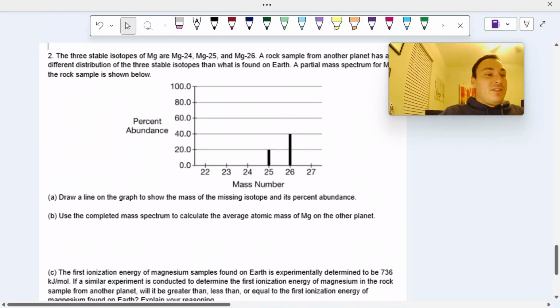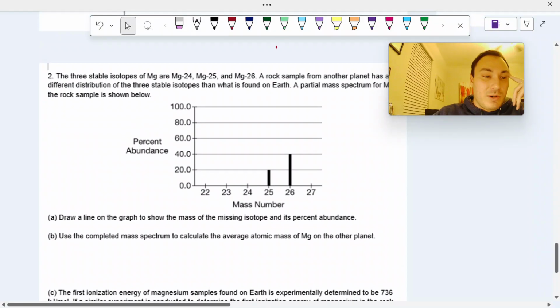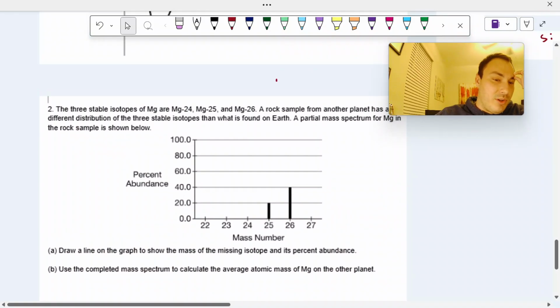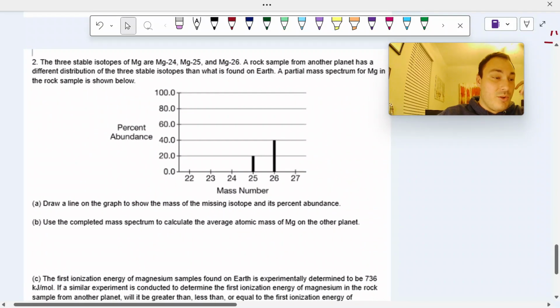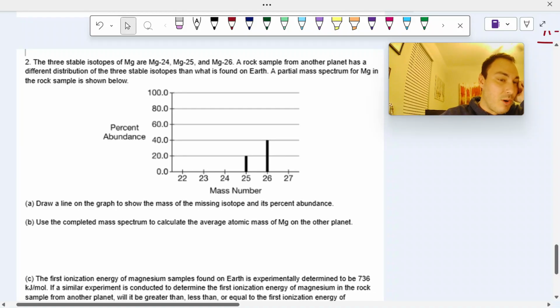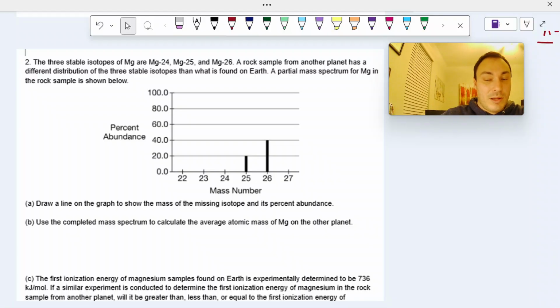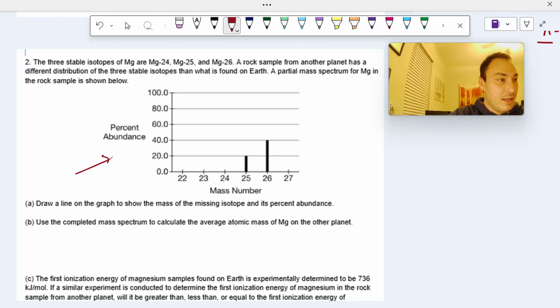All right, 3 stable isotopes of Mg are Mg24, Mg25, and Mg26. A rock sample from another planet has a different distribution of the 3 stable isotopes that are found on Earth. A partial mass spectrum for the Mg on the rock sample is shown below. One thing to know about those molar masses on the periodic table is they're based off Earth. So one thing that they like to do, so you don't rely on the periodic table for these answers, because these graphs average out to the molar mass on the periodic table, is they'll say, oh, this comes from another planet or a space rock or, I don't know, another dimension.